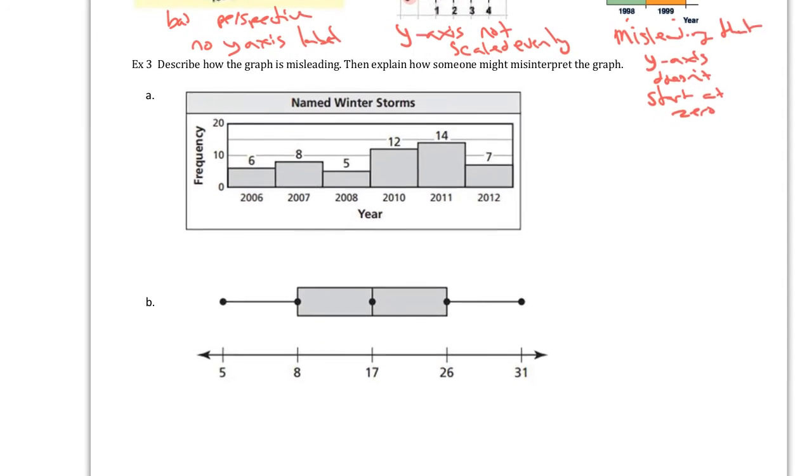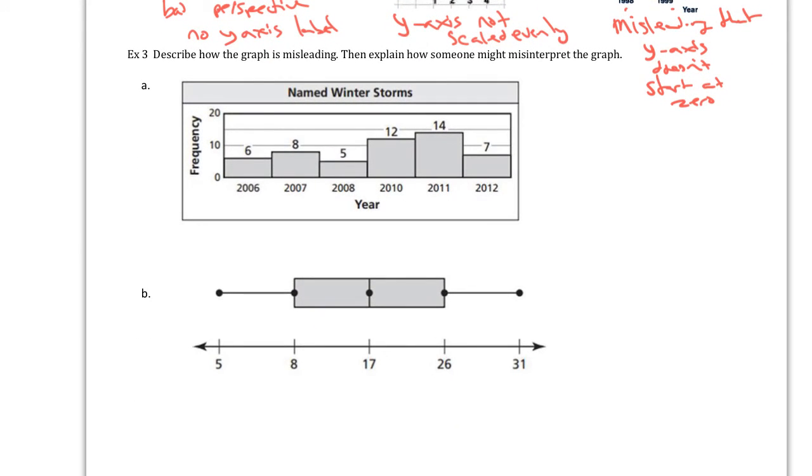Looking at example 3 here, describe how the graph is misleading, then explain how someone might misinterpret the graph. In A, and again, pause the video here, maybe try this on your own. So in A, I look at this, and where's 2009? It's missing. That's misleading. Were there 30 storms in 2009, and we didn't want to show that? Or were there 0 storms, and we just skipped it?